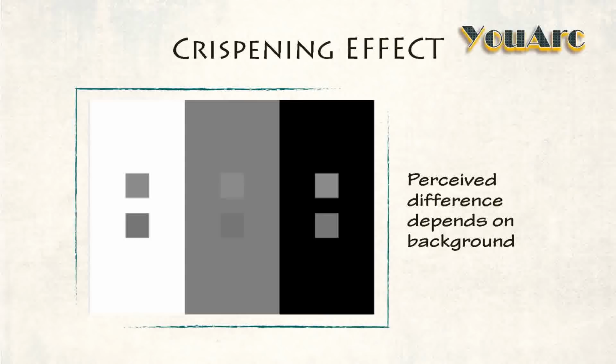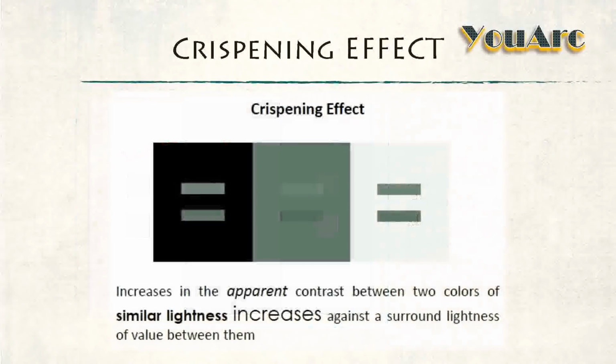Crispening effect is when the perceived difference depends on the background. If you see this particular effect with a white background, we can see the difference, and when it is gray and when it is black, we can see this perceived difference, right? This particular effect is called crispening effect. Let's see another good example of what crispening effect is.